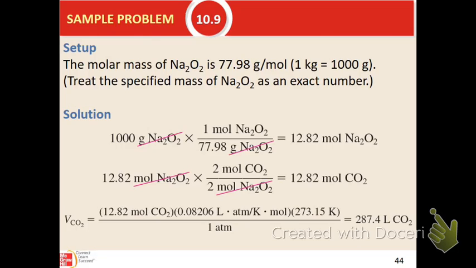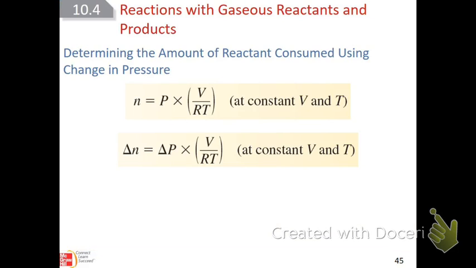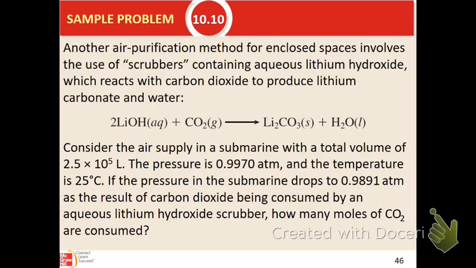Okay? Again, your volume of CO2, because you know how many grams you have and how many moles of sodium peroxide you have, you can know how many moles of carbon dioxide you will be able to form using your stoichiometry. And if you know how many moles of carbon dioxide, you can use PV equals nRT to find out how many liters of CO2 you can make. All right? I hope you got that.